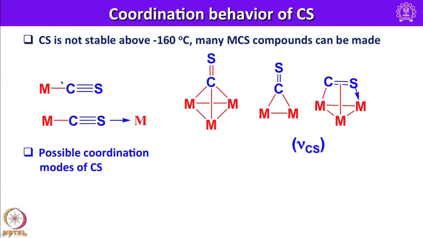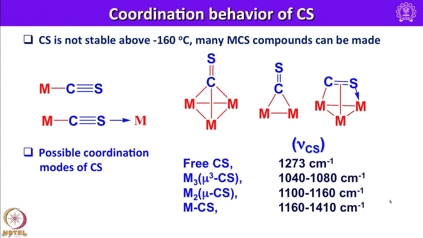For example, I will give you the preparation of such complexes. Before that, let me show you the possible coordination modes of carbon thiomonoxide. As I said, carbon thiomonoxide is not stable above minus 160 degree centigrade. Many thiocarbonyl compounds are known, and they can have this kind of coordination modes. It can be terminal. And since S is also a soft ligand with lone pair, it can also act as a bridging ligand, one through carbon lone pair and another through sulfur lone pair, and it can also bridge three metal centers or two metal centers, and it can also be involved in this kind of coordination.